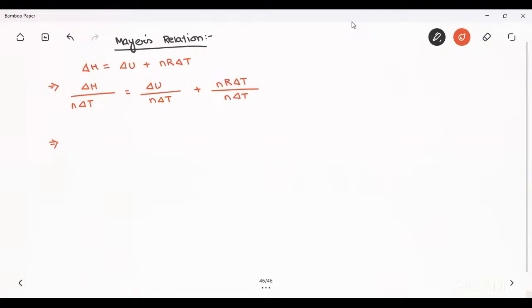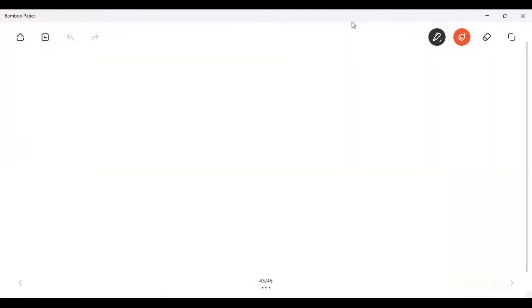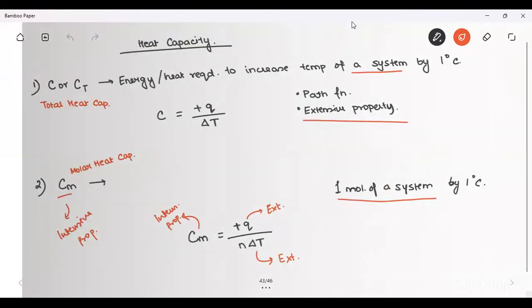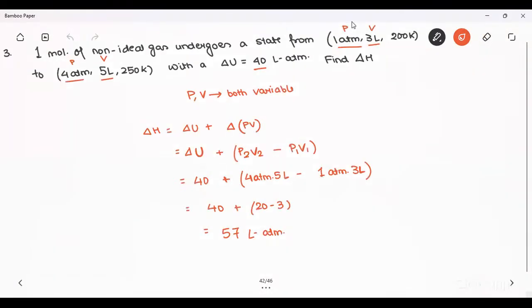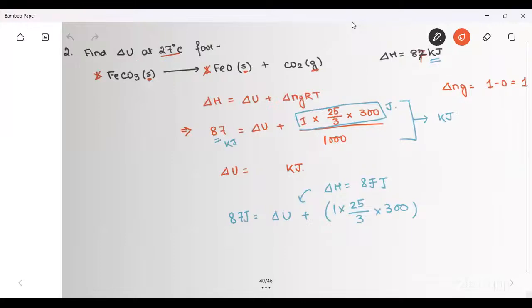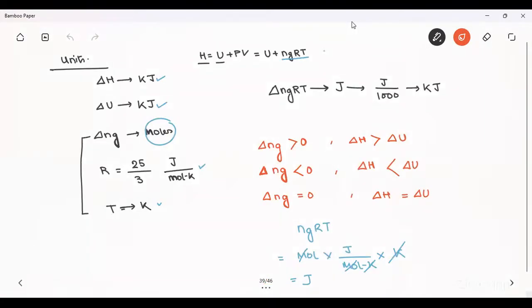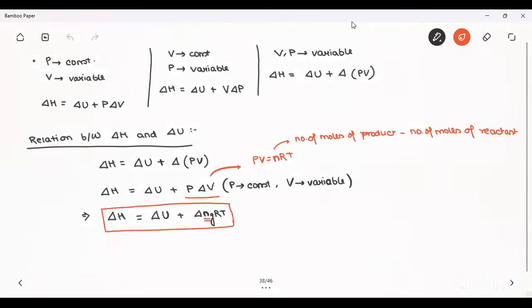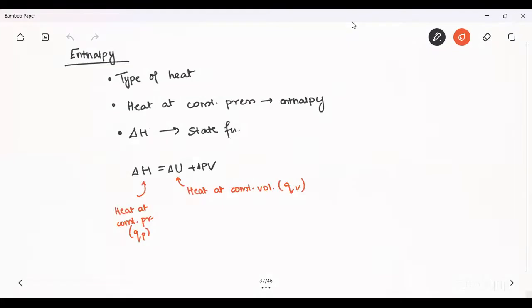Now, delta H, what I told you in today's class, what is delta H? I told you to remember those things because we will be needing this. See here. Delta H is QP, delta U is QV, right? So I will be just writing that. What will I write?